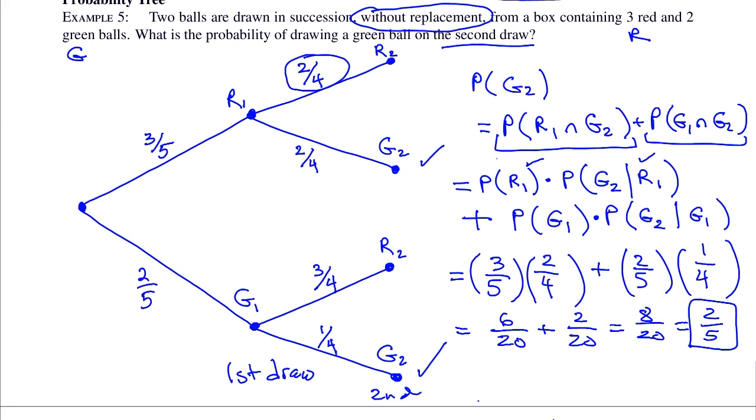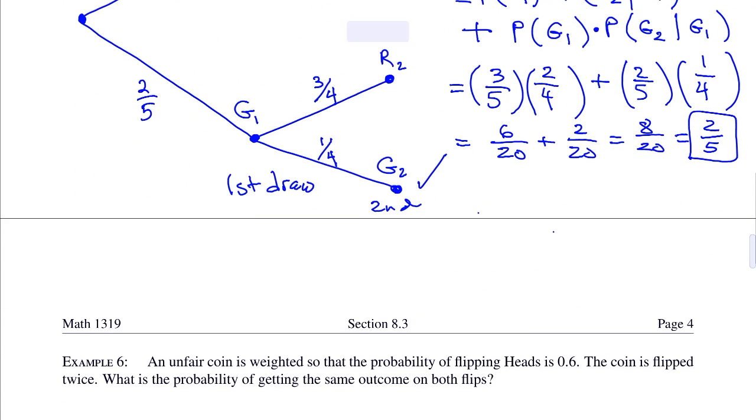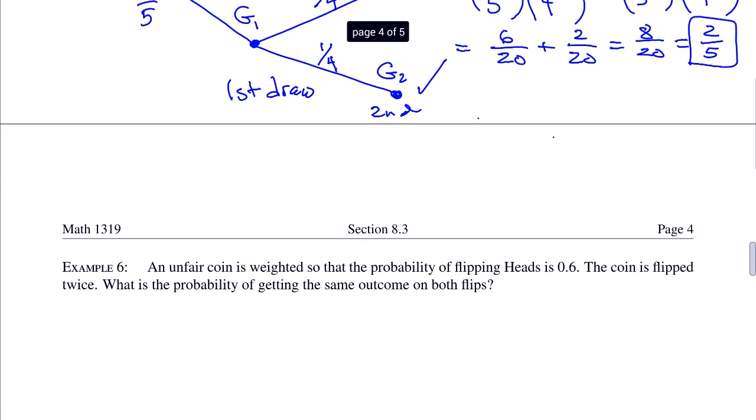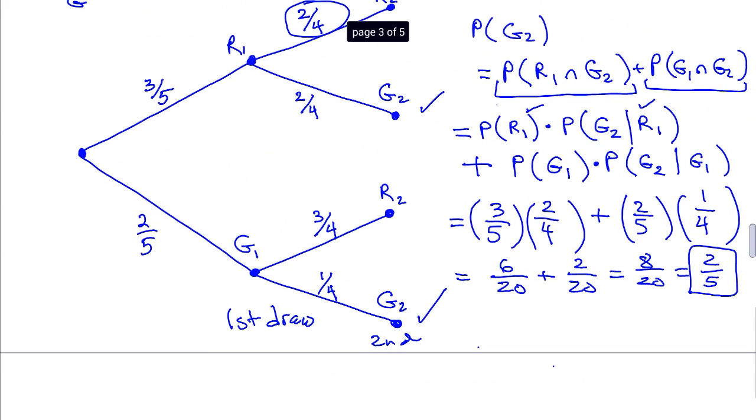Now, in your homework, you'll do some problems where they say you do replace it, right? So the probability of G1 with replacement is 2/5. And then given G1 with replacement, what's the probability of another G2? It's still 2/5. So the probability doesn't change if you're doing replacement. All right, questions over the tree.